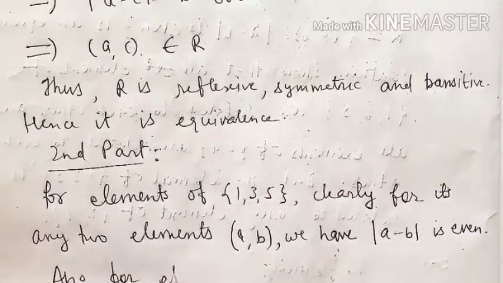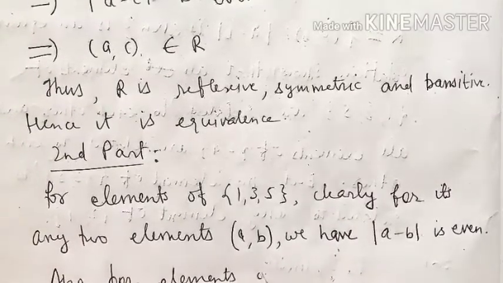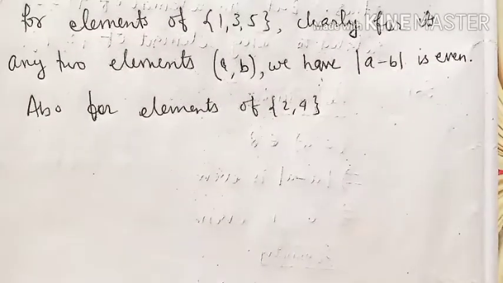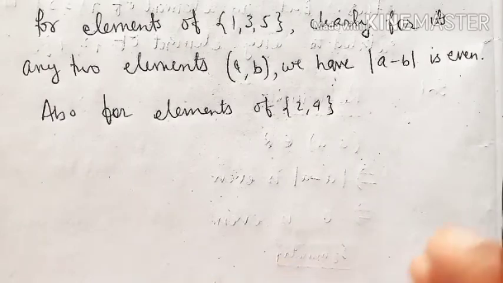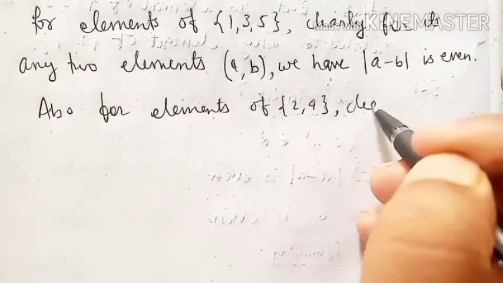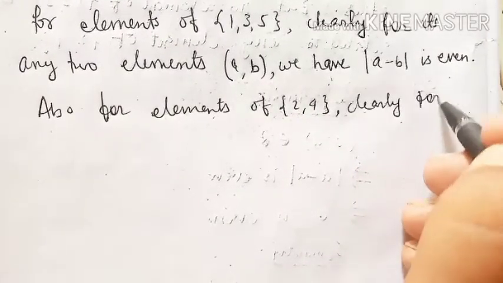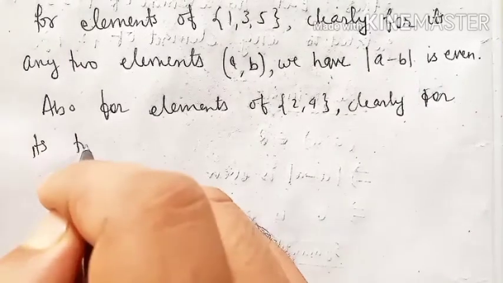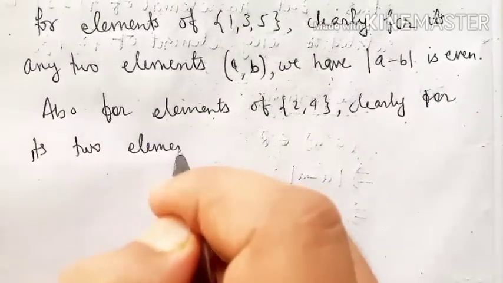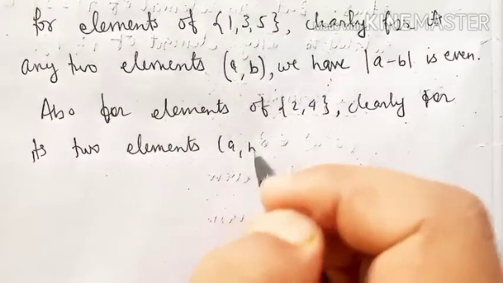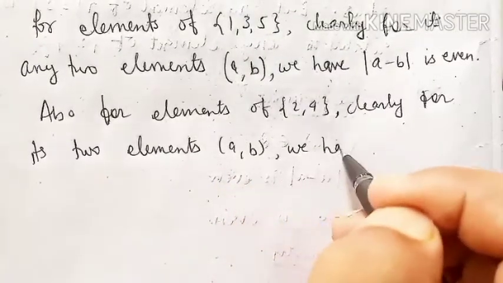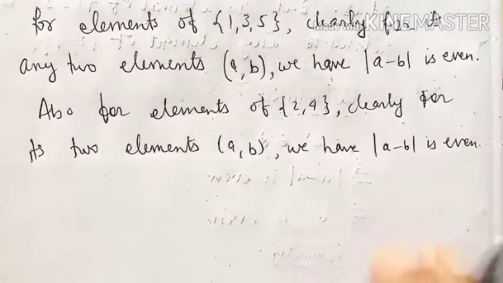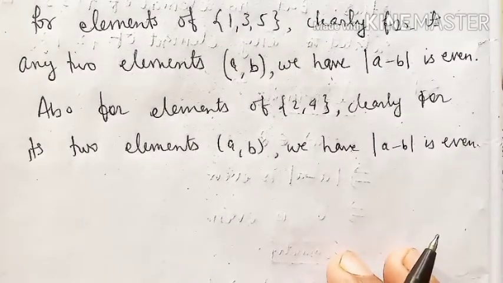Also for elements of {2, 4}, clearly for any two elements a, b, we have mod a minus b is even.